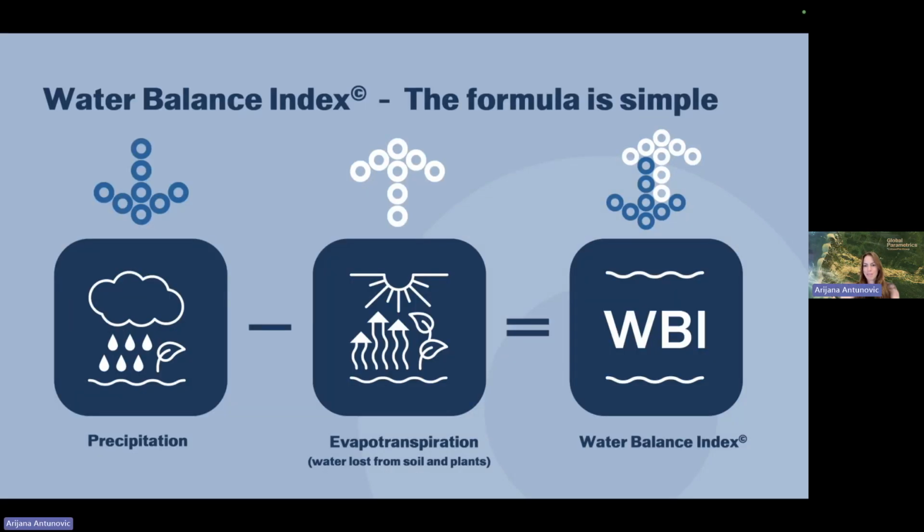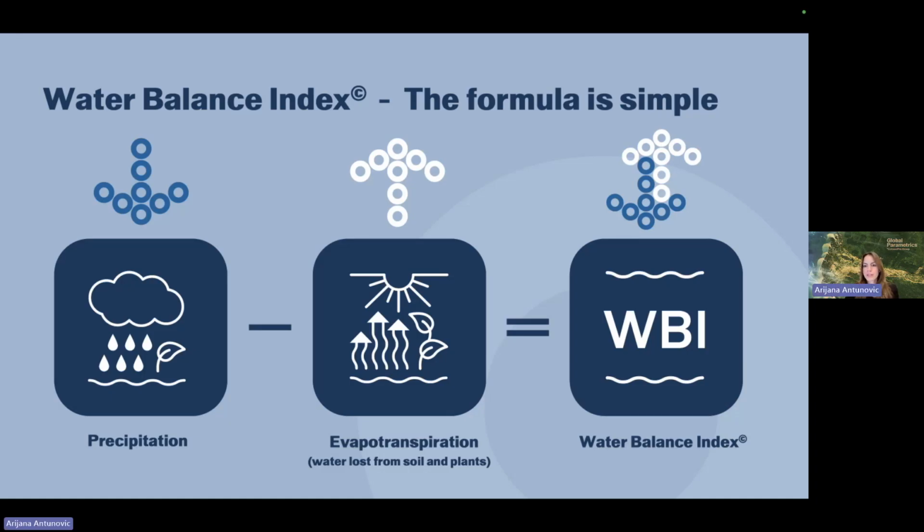The formula, we try to keep it as simple as possible. Precipitation minus evapotranspiration equals the water balance index. So it should be quite easy to understand. We take the rainfall data and the evapotranspiration data, and then rainfall minus evapotranspiration, you get the daily water balance index. Then we look at the accumulation of the daily water balance index throughout the season that we are insuring, and we find what the average is.